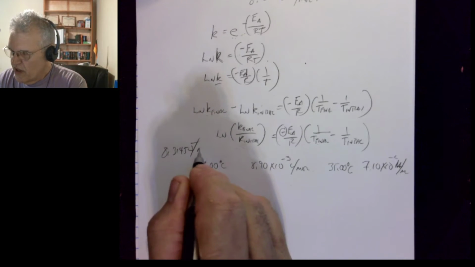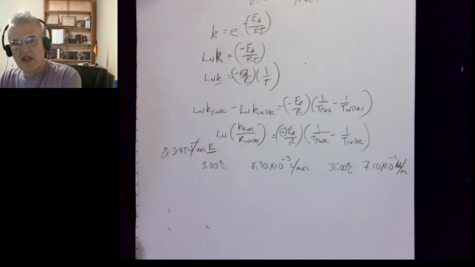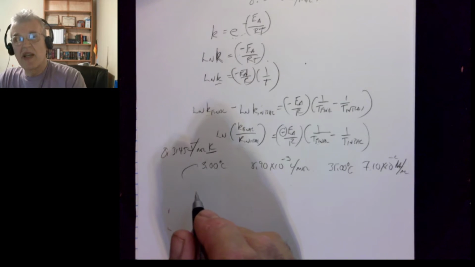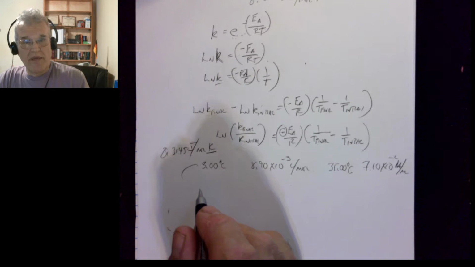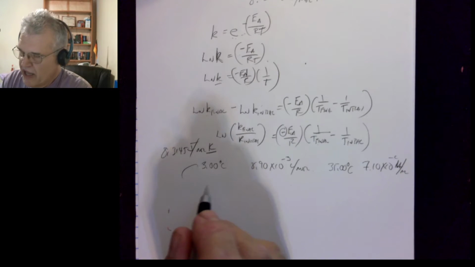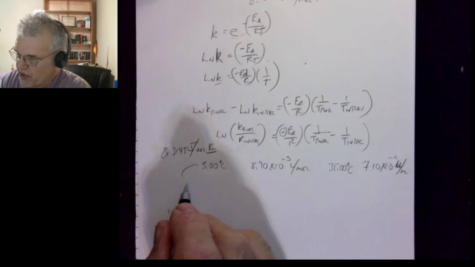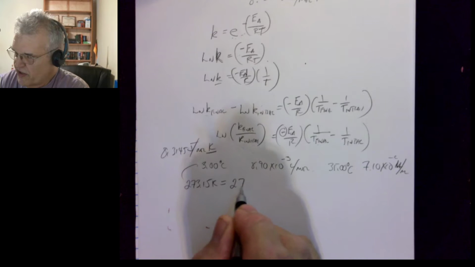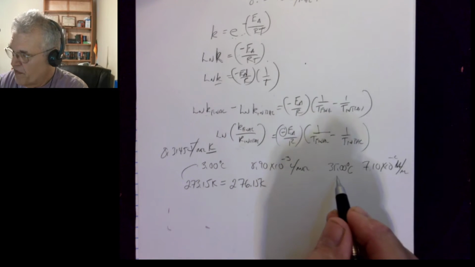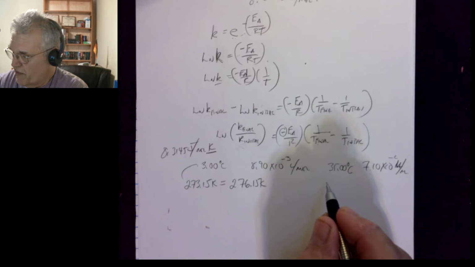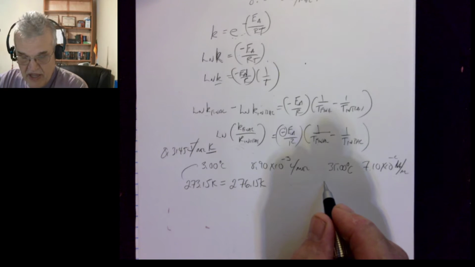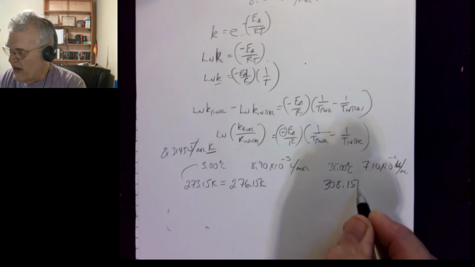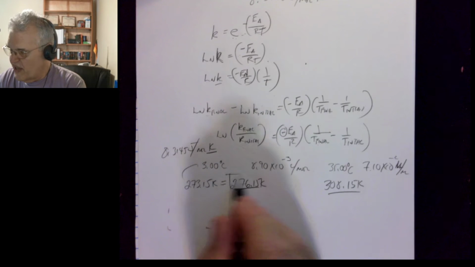Okay, so first thing is we're using R, and the R we're using is 8.3145 joules per mole Kelvin. Since it has units of Kelvin, we have to have our temperature in Kelvin. So how do you get Kelvin? You add 273.15. Remember, this is an addition, so these sig figs are right. So 3 plus 273.15 Kelvin equals 276.15 Kelvin. 35 plus 273.15 Kelvin is what? It's going to give us 308.15 Kelvin. So those are our two temperature values.